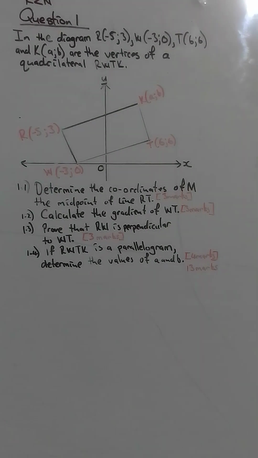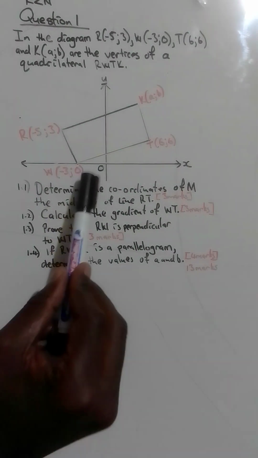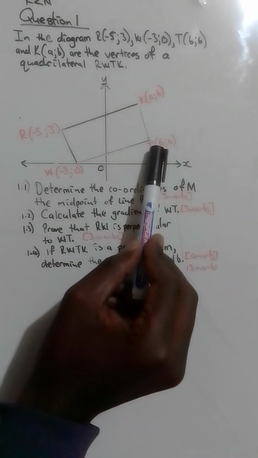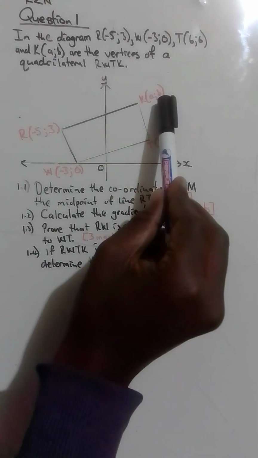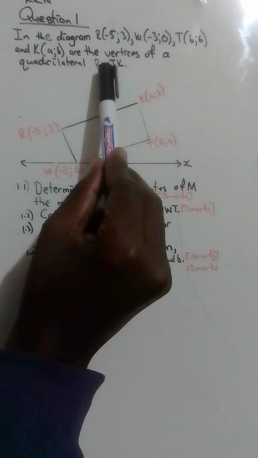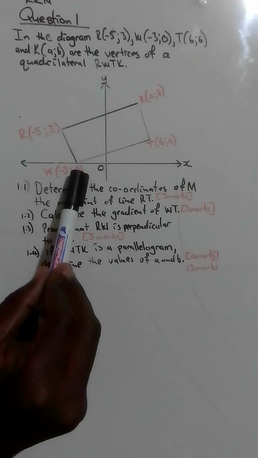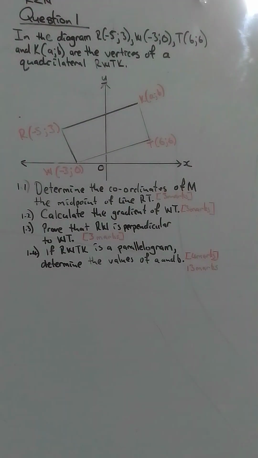In the diagram, R has this set of coordinates, W also has this set of coordinates, T has this set of coordinates, and K's coordinates are unknown. We are told that R, W, T, K are the vertices of a quadrilateral RWTK. So these coordinates we have been provided are the coordinates of a quadrilateral. So let's begin.